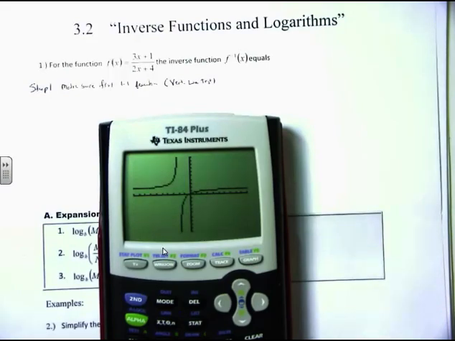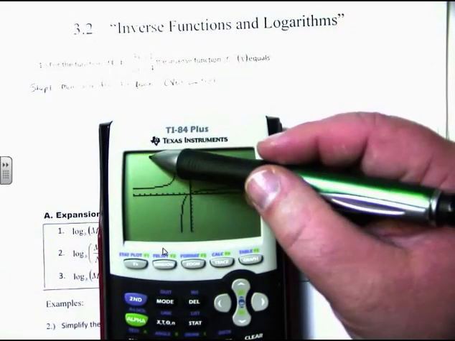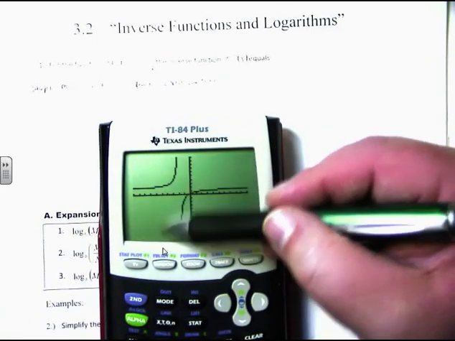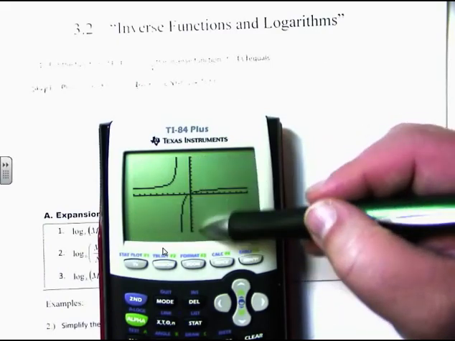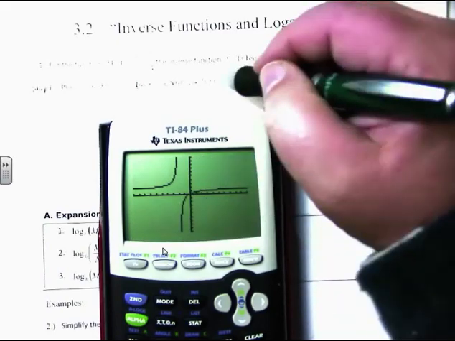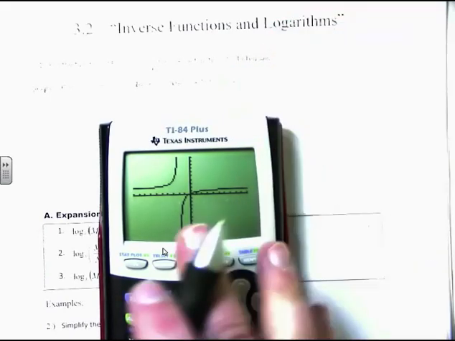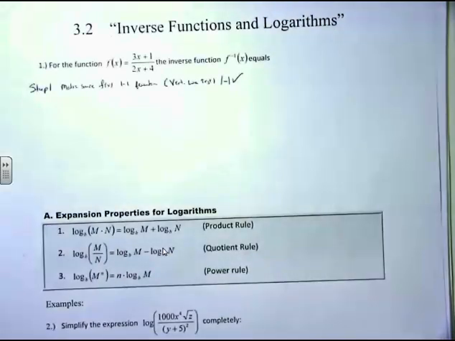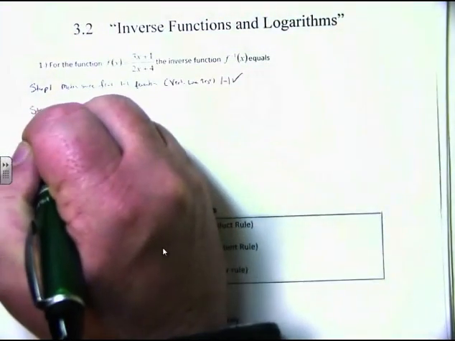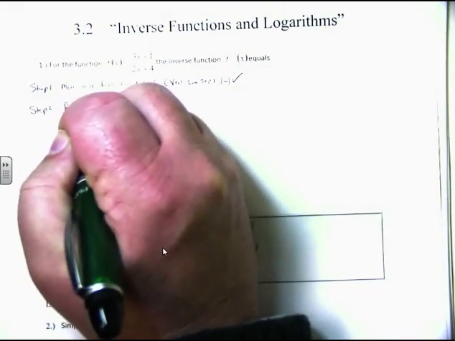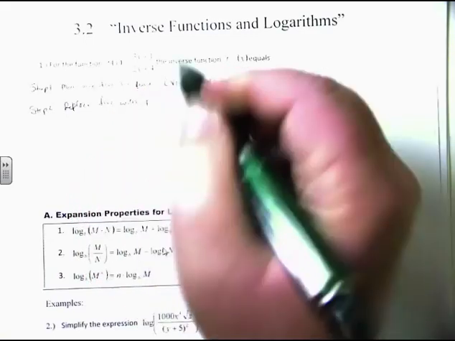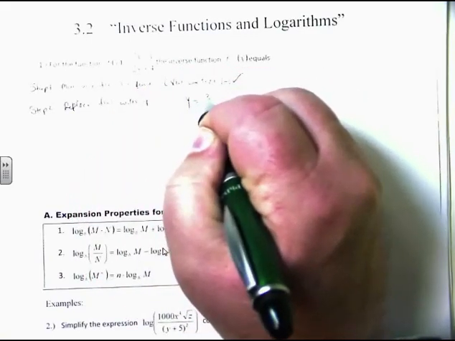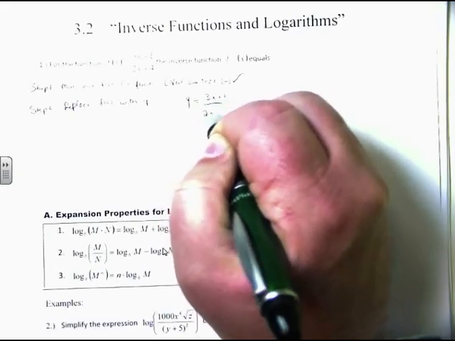Now, to make sure a function is 1-to-1, we're going to do the vertical line test. Any vertical line only intersects this graph in only one spot. Any vertical line you create, it'll only intersect it at one spot. So by our vertical line test, this thing is 1-to-1. 1-to-1 function, check. So the next thing you want to do is step 2: replace your function with y. It just helps you out with the math. So that's going to give me the equation y equals (3x plus 1) divided by (2x plus 4).